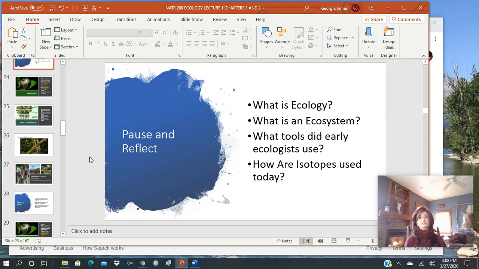In all of my lectures, I like to include these pause and reflect slides, and I want you to use these as you go through and study. This is an opportunity for you to do metacognition, to think about your thinking. Pause for a moment and ask yourself if you can give the definition for ecology. What is ecology? What is an ecosystem? How did early ecologists study these ecosystems? And how are isotopes used? And how are they used today?